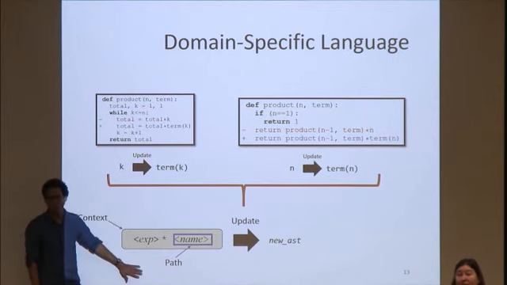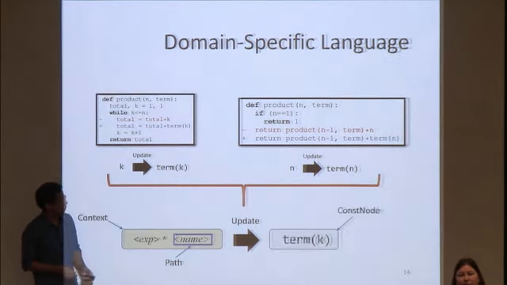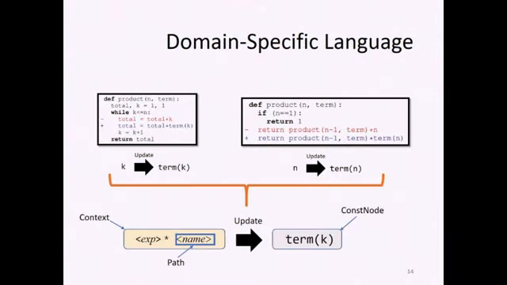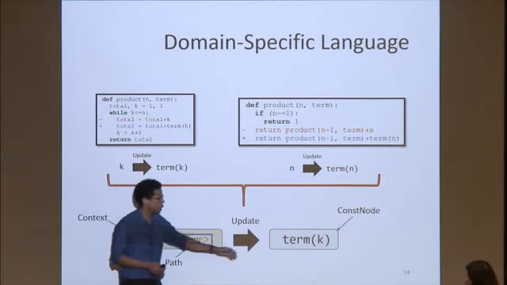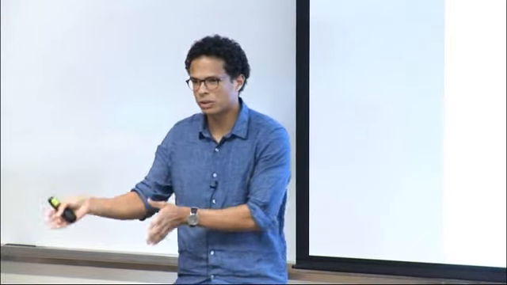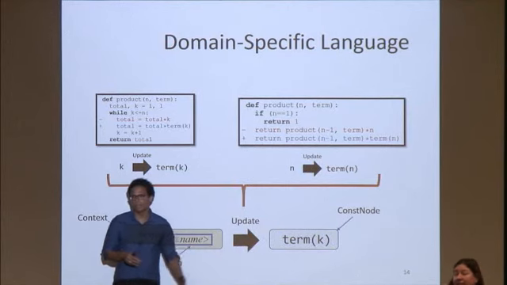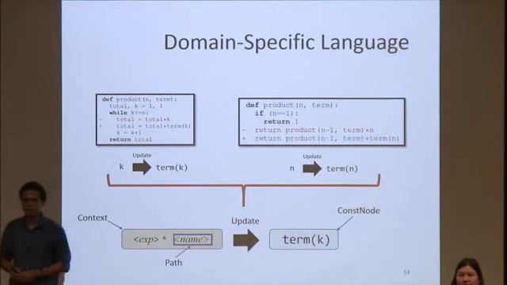So now that we know how we will select the nodes in our AST, let's see how we can update it. One of the operators that we have in our language is the const node that allows you to basically create a new tree from scratch. We just give concrete values for the tree, and we will build this tree. And this tree doesn't depend on the input AST.